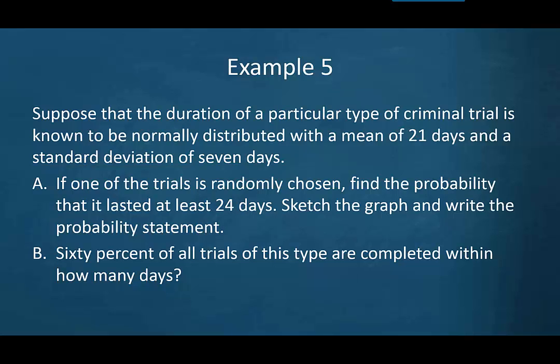So example 5, suppose the duration of a particular type of criminal trial is known to be normally distributed with a mean of 21 days and a standard deviation of 7 days. So I know I'm going to need those. If one of the trials is randomly chosen, find the probability that it lasted at least 24 days, sketch a graph and write the probability statement, and then part B, 60% of all trials of this type are completed within how many days? Okay.